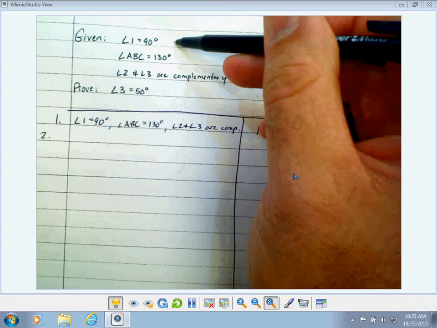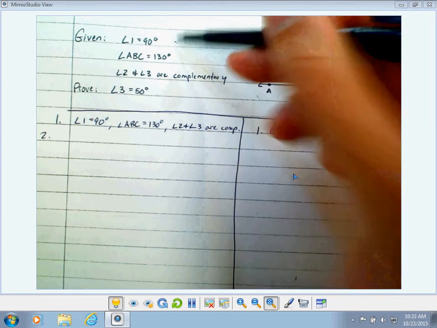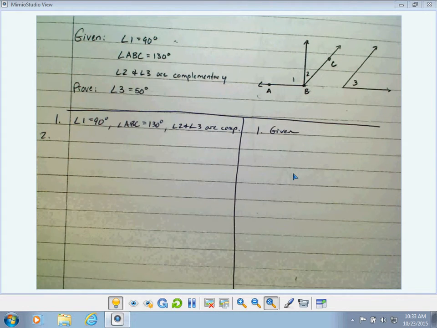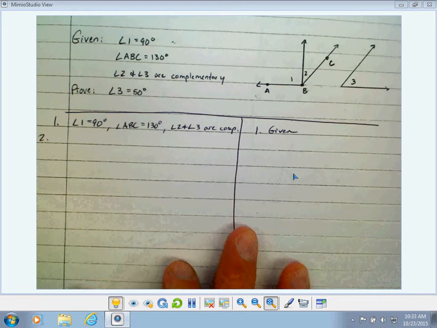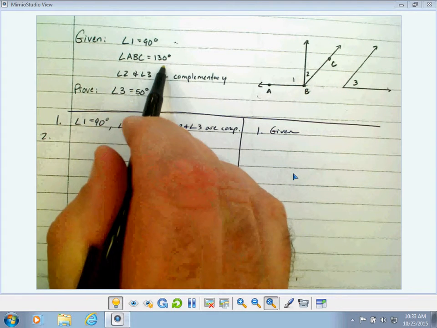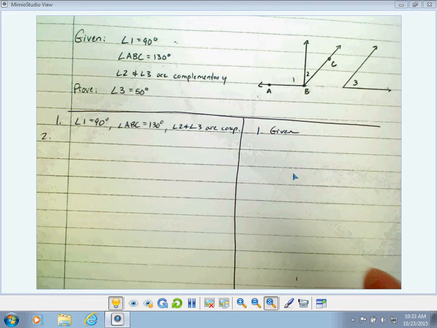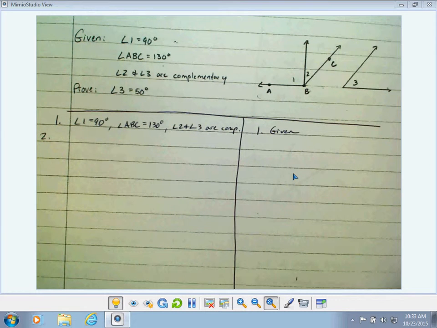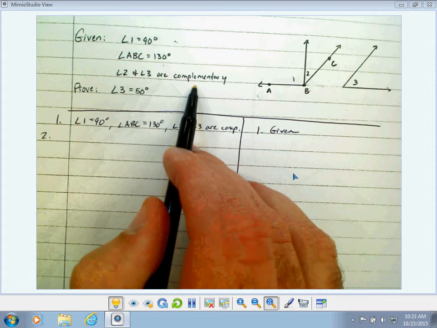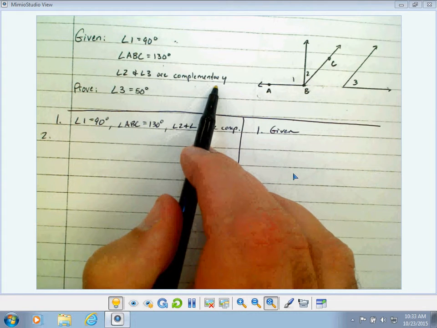So I look at this and say that's going to be a substitution kind of thing. I'll be able to take out angle 1 and put in 90. I'll also be able to take out an ABC and put in 130, but the thing is I don't have angle 1 or angle ABC in this proof yet. And I also have angle 2 and angle 3 are complementary. That's something I can use too.